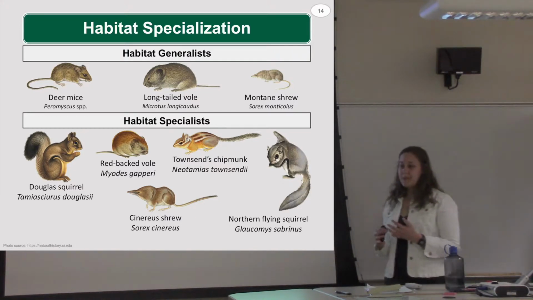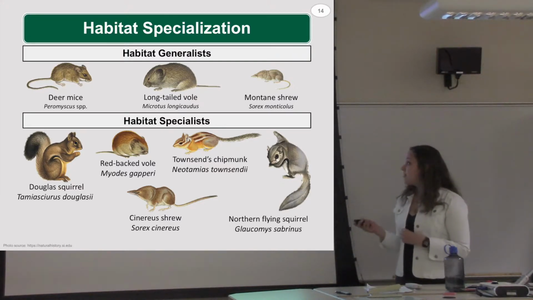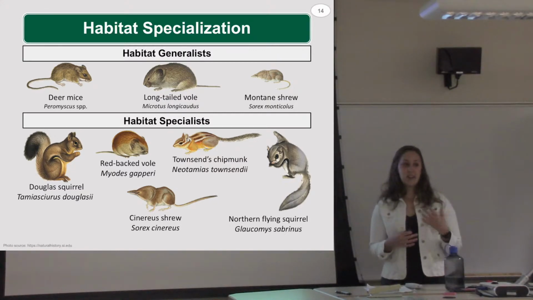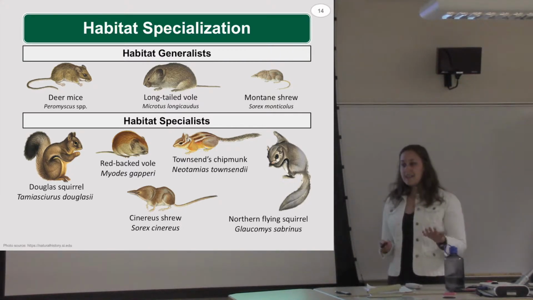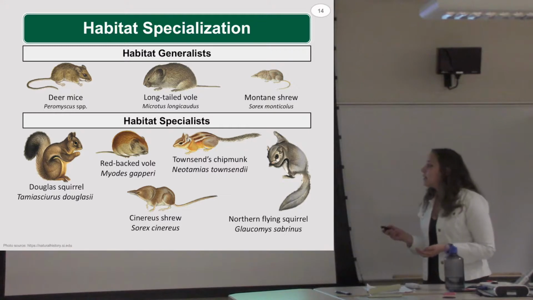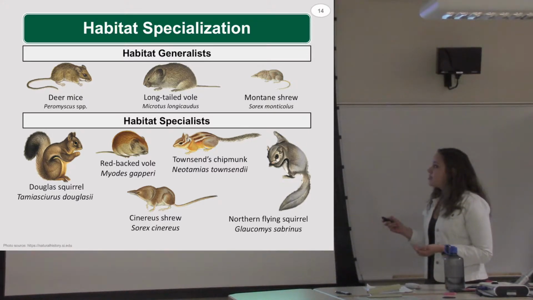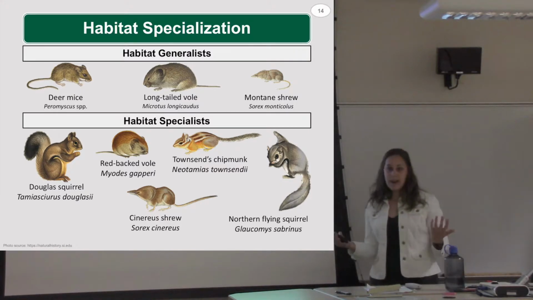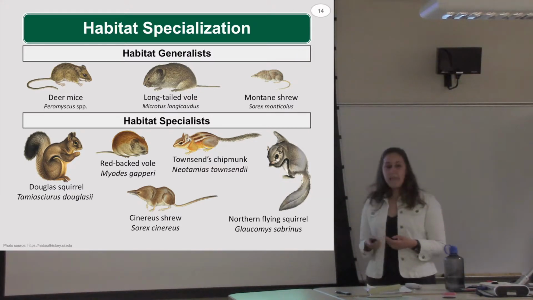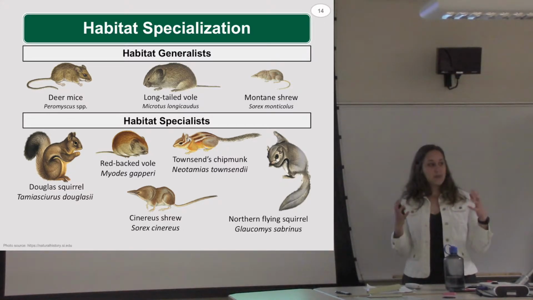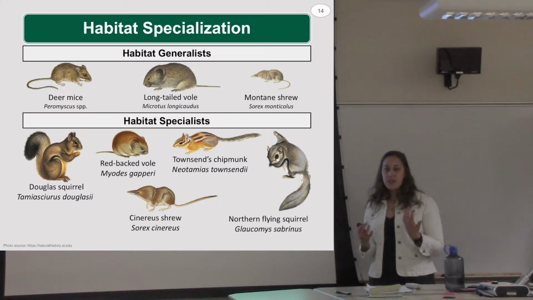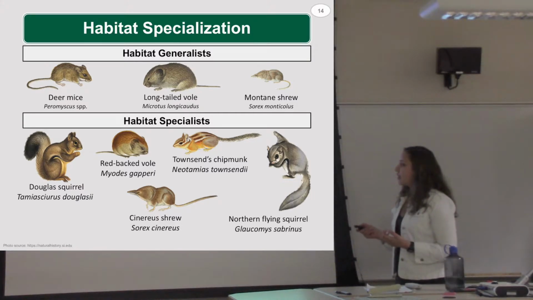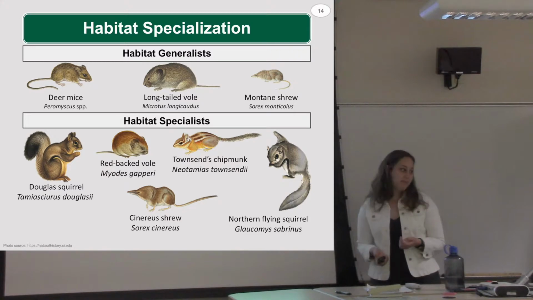Within the small mammal group, there's lots of habitat specialization. We have some habitat generalists, which are generally considered to be very tolerant of their environment and have very flexible environmental requirements. Some of the species in my study that would be characterized as generalists are deer mice, long-tailed voles, and the montane shrew. These are all able to live in more open environments. Whereas we also have habitat specialists, which are species that have more specific requirements of their environments. These are all closed canopy or mature forest specialists. Some of these include Douglas squirrels, redback voles, chipmunks, of course the charismatic flying squirrel, and the cinereous shrew.